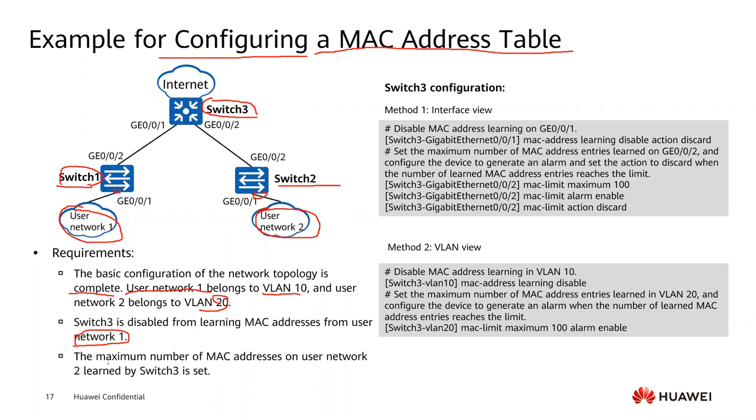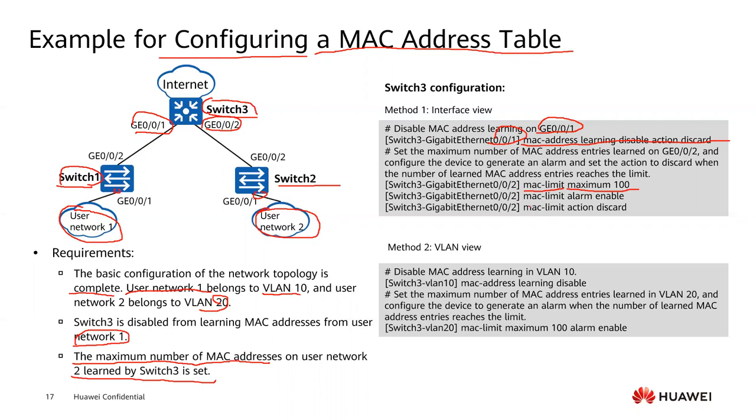For user network 2, we will limit the maximum number of MAC addresses by setting a value on this interface, or you can set it on the VLAN. So let's look at how to configure it. It is very simple. We can disable MAC address learning, or we can set the MAC limit maximum in the interface view. On switch three, we can configure the limit by using this command to set the MAC limit maximum.